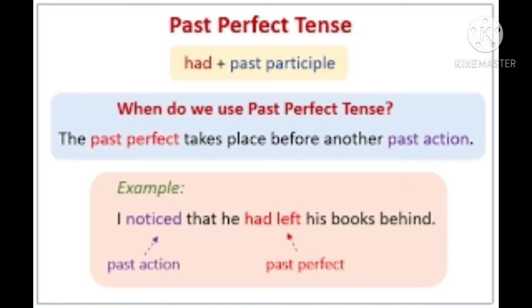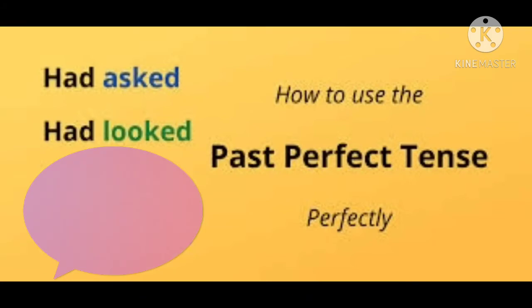For example, had asked, had looked. Had plus the third form of the verb. We use had plus the third form of the verb with both singular and plural subjects. So the formula to form past perfect tense is had plus the verb's third form.